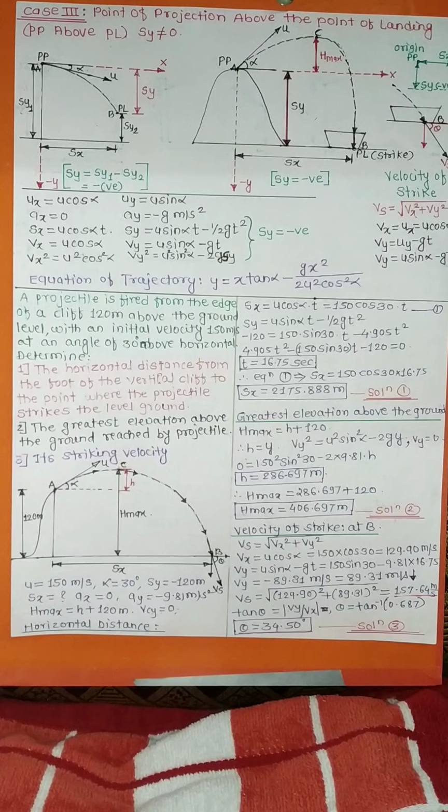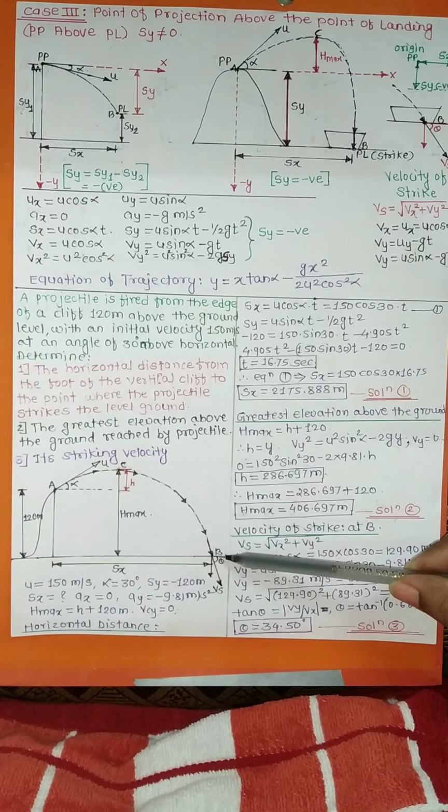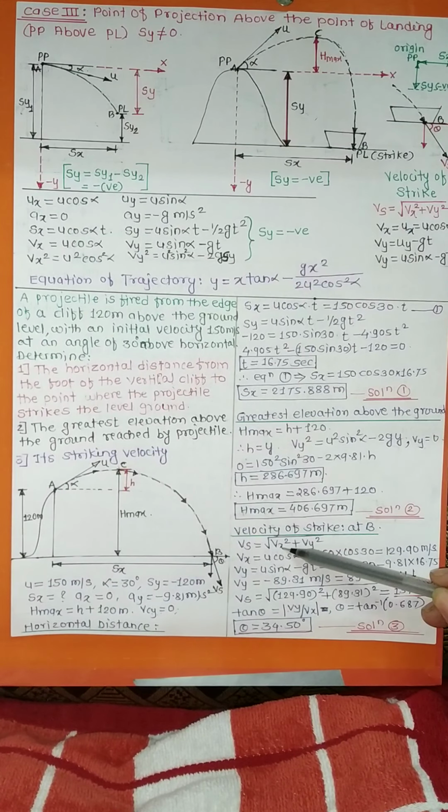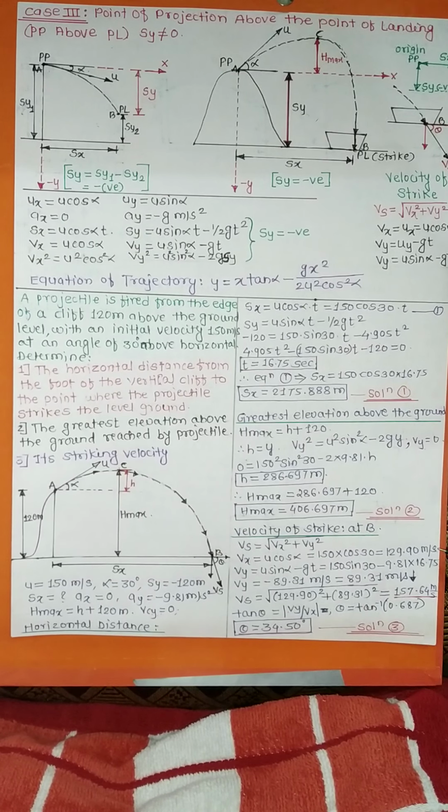Now question number 3, velocity of strike. At point B, where the particle strikes the ground, the velocity is tangential. The magnitude of striking velocity Vs is defined as under root of Vx square plus Vy square. What is Vx? Vx is velocity along the x direction, and we know that it is constant. It is u cos alpha. With this we have found Vx as 129.90 meter per second.